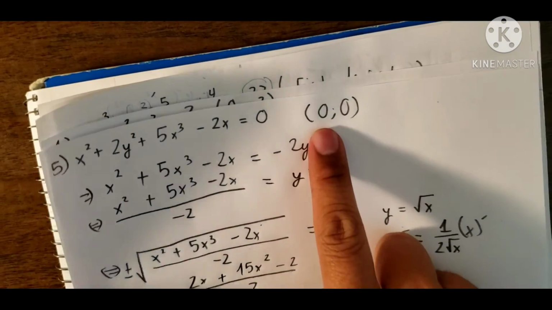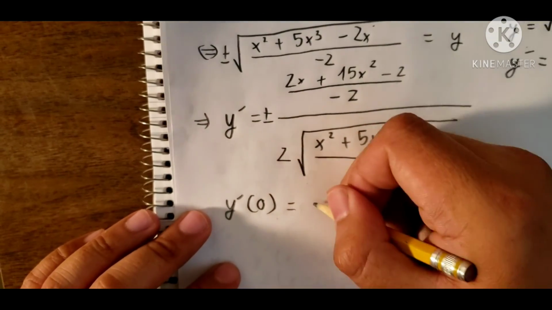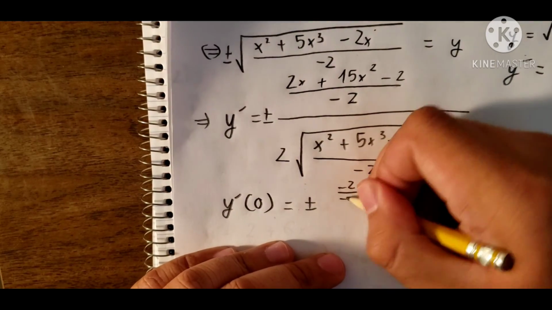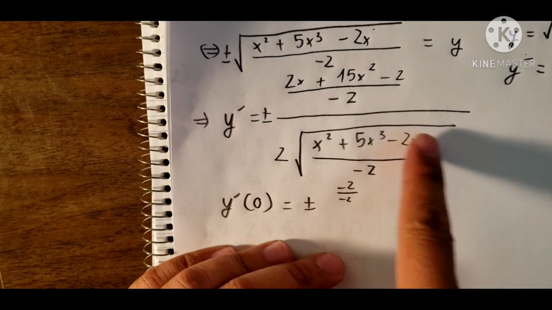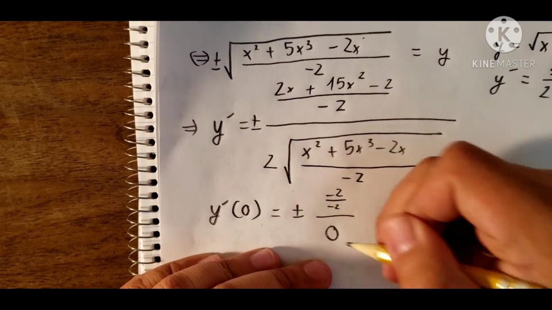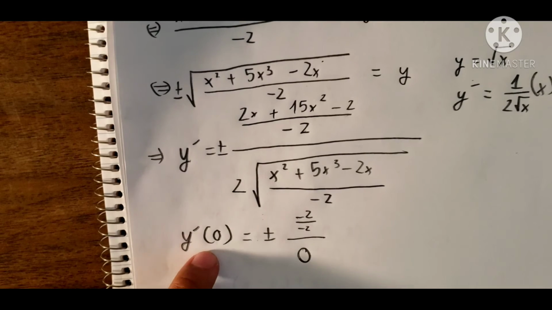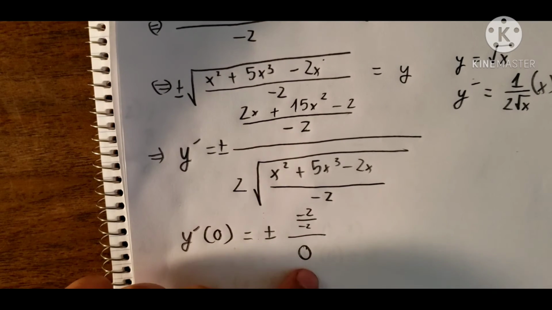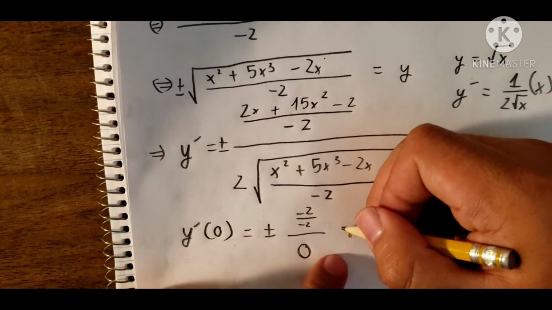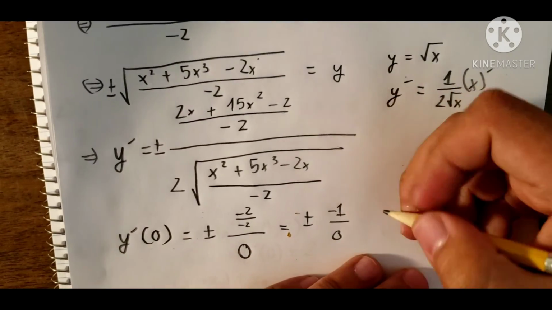So we have x equal to 0. So that you got this one will become the minus 2 divided by minus 2. This one will become the 0. This one 0, then 0. So after we do that, you can see this one you got 0, and this one you divide, you got 0 too. Minus 1 divided by 0, so it is unknown.